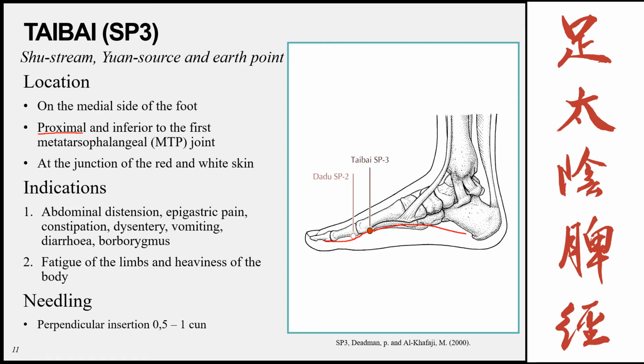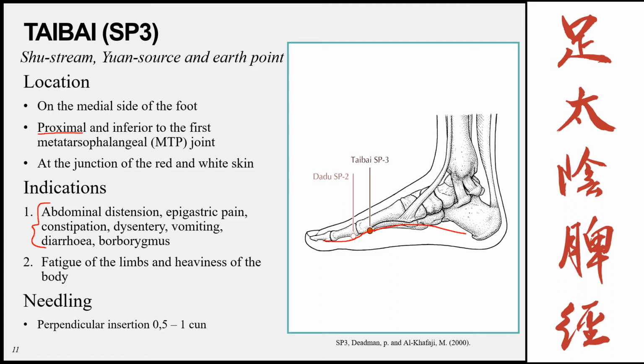So the indications for this point. Firstly, it's a yuan source point. Yuan source points are used to treat disorders of their associated zang or fu organ. In this case, it's disorders of the spleen organ. As we talked about earlier, the spleen organ is responsible for the digestive functions of the body, and therefore dysfunction in the spleen will be seen in a whole variety of disorders related to digestion. So this point can be used for any of the following symptoms if they are due to dysfunction of the spleen organ: abdominal distension, epigastric pain, constipation, dysentery, vomiting, diarrhea, and borborygmus.